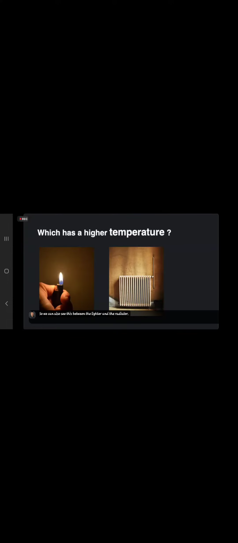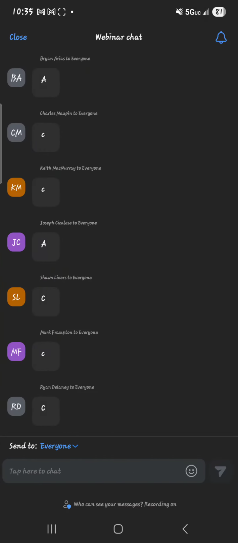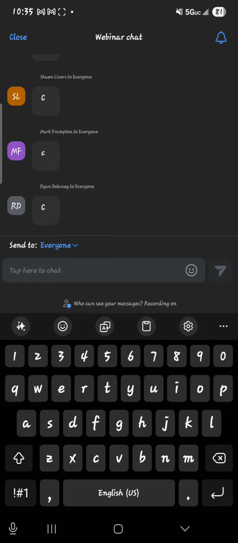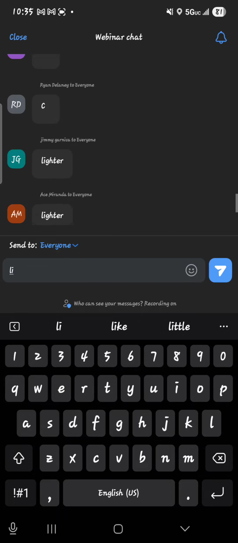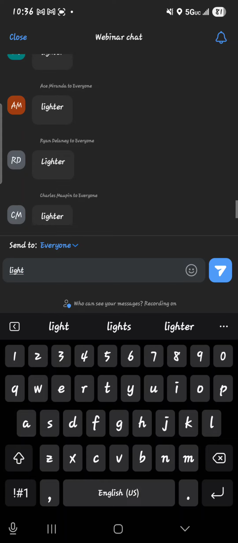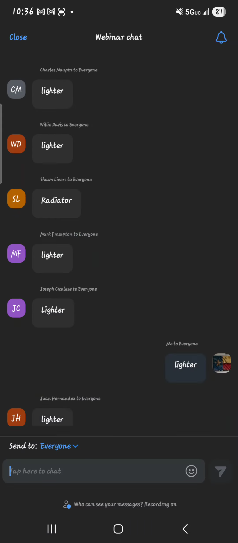So we can also see this between the lighter and the radiator. Let's see it in the chat. Which one do you guys think is going to have the higher temperature? Is it going to be the lighter or the radiator? There you go, Jamie with lighter, Ryan lighter, Charles lighter. Oh, we got some, Sean said radiator.